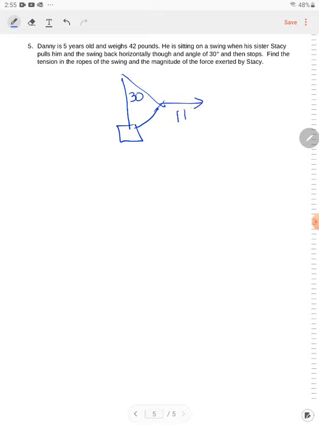And so what we have is her force, which is H. We have the weight of Danny, which is down. And we have the tension in the swing. If we pull this out into a coordinate system, we'd have a horizontal force in this direction, and tension in this direction. Because this angle here would be 30, this angle with the x-axis is going to be 60 degrees. And then you have the weight down.